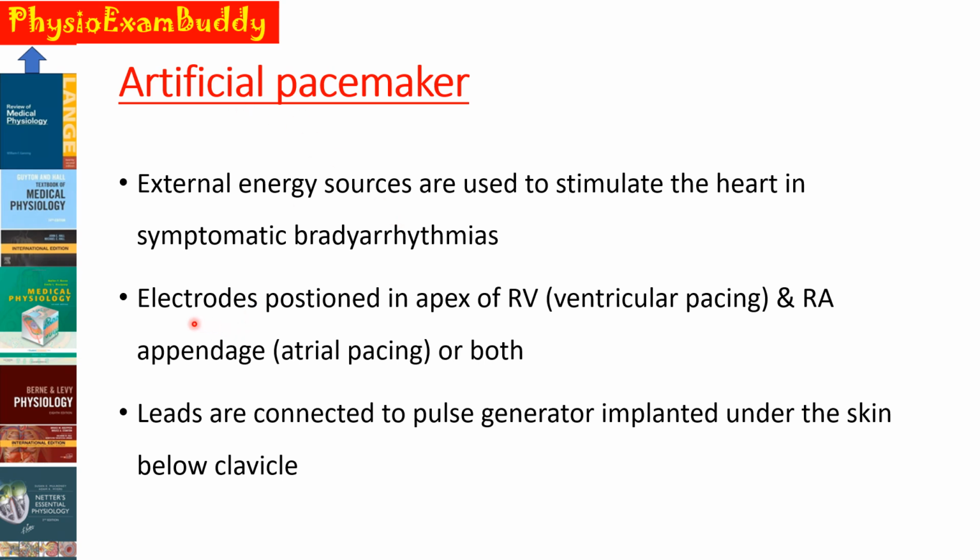In the artificial pacemaker, the electrodes are usually positioned in the apex of the right ventricle for ventricular pacing, and in case of atrial pacing, they are usually positioned in the right atrial appendage, or they can be placed on both sites for atrial as well as ventricular pacing. And the leads are then connected to the pulse generator implanted under the skin below the clavicle.